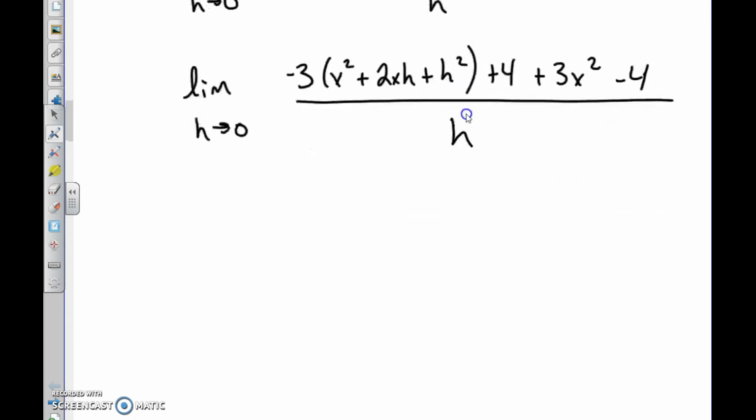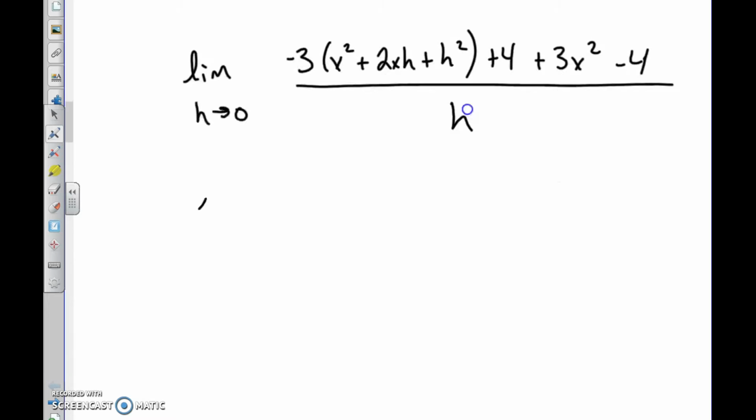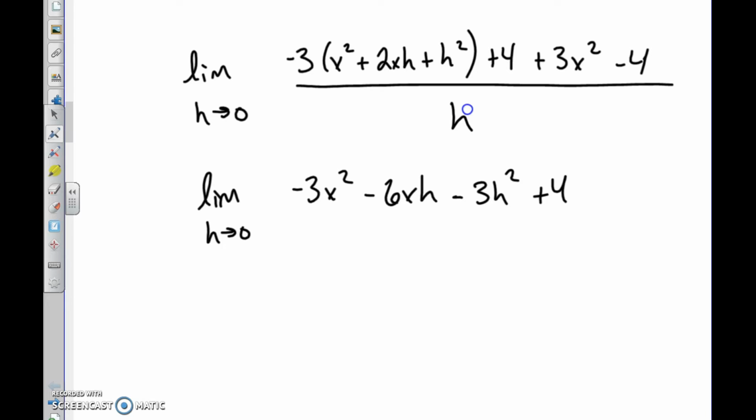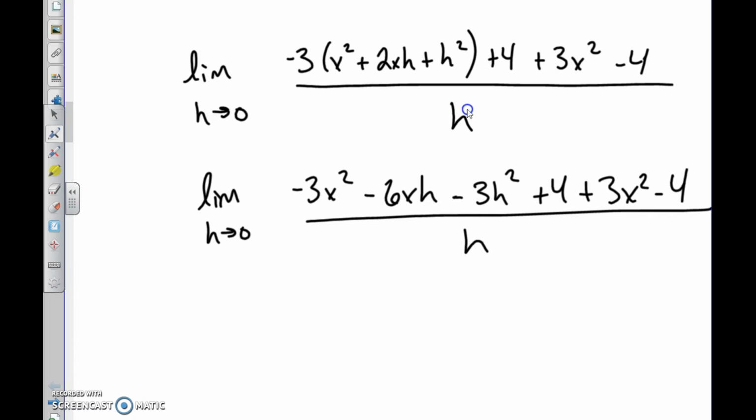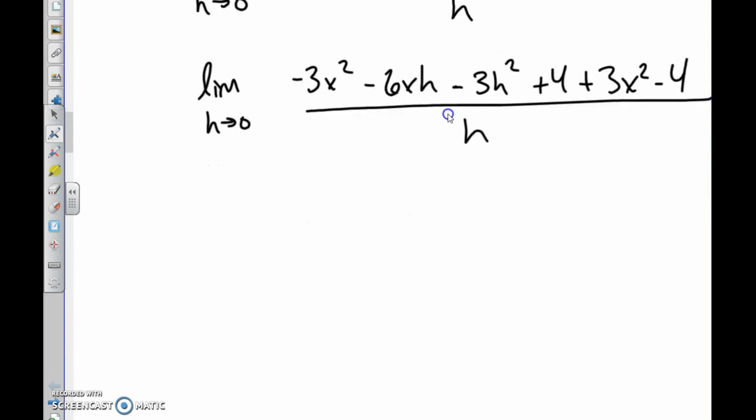So as I scroll down here, we can distribute the negative 3. Remember, we're still writing this limit out front because we haven't evaluated it yet. So I have negative 3x squared minus 6xh minus 3h squared plus 4 plus 3x squared minus 4 all over h. Okay, so now let's look.